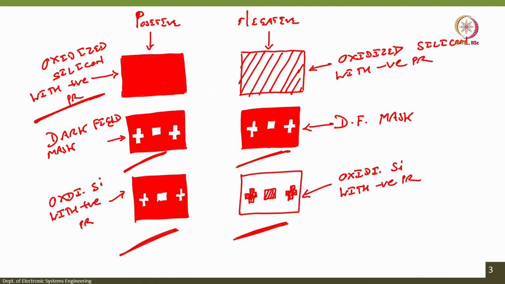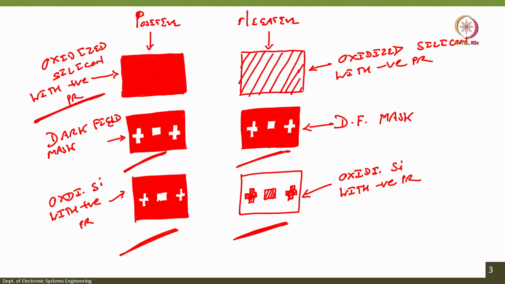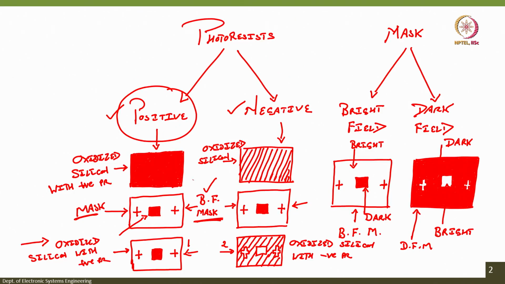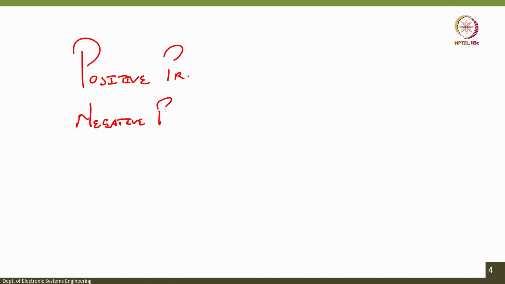Easy. So, now what we have seen? We have seen positive photoresist, negative photoresist, an example of positive photoresist with bright field mask, negative photoresist with bright field mask. Then we have taken example of positive photoresist with dark field mask and negative photoresist with dark field mask, right. Again, just to repeat, for positive photoresist and negative photoresist, right.